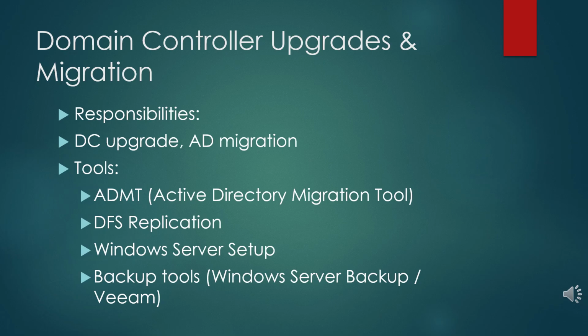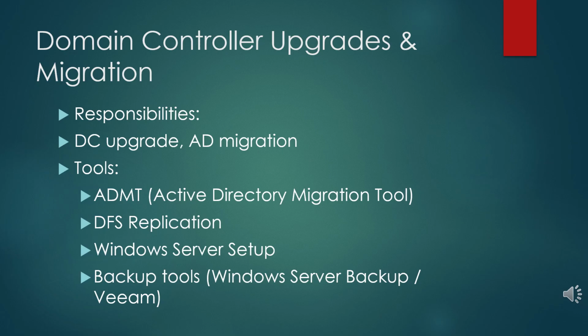So before performing any upgrade or migration, the first and most important step is planning. We start by checking the health of the existing environment. We use tools like DCDIAG and repadmin to make sure all domain controllers are healthy and replication is working properly. If there are existing issues, we must fix them first before proceeding. Next step is backup. We always take a full system state backup of domain controllers. For this, we use Windows Server Backup or enterprise tools like Veeam. This is very important because if anything fails during migration, we should be able to restore the environment quickly.